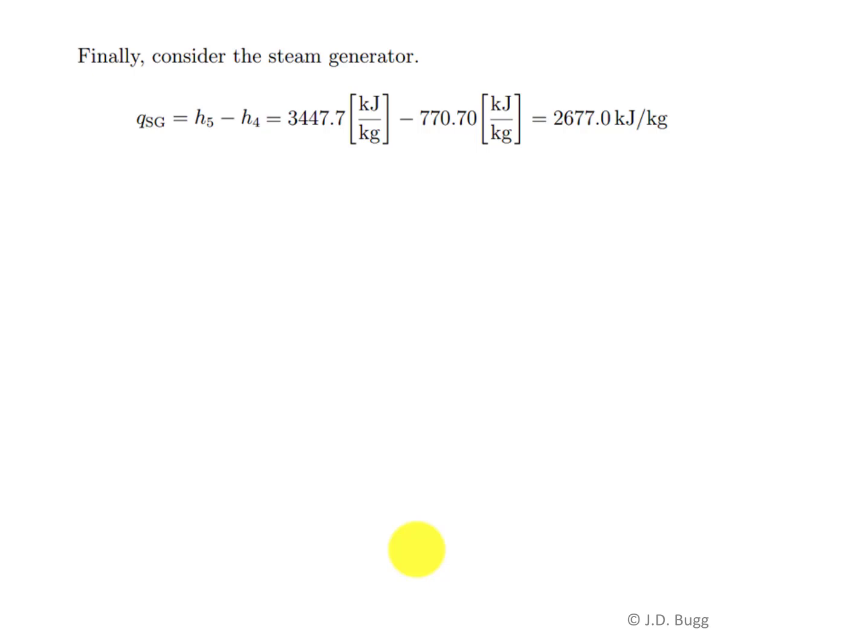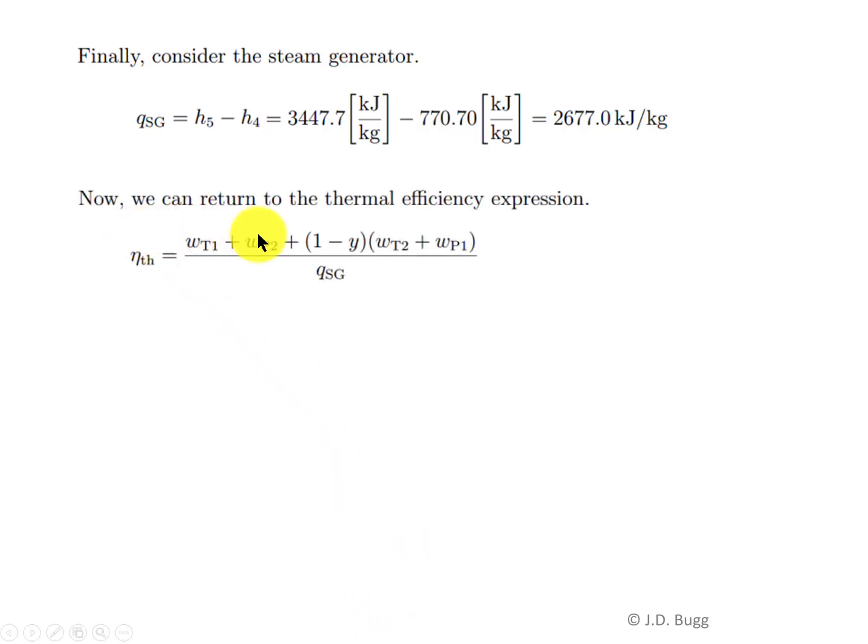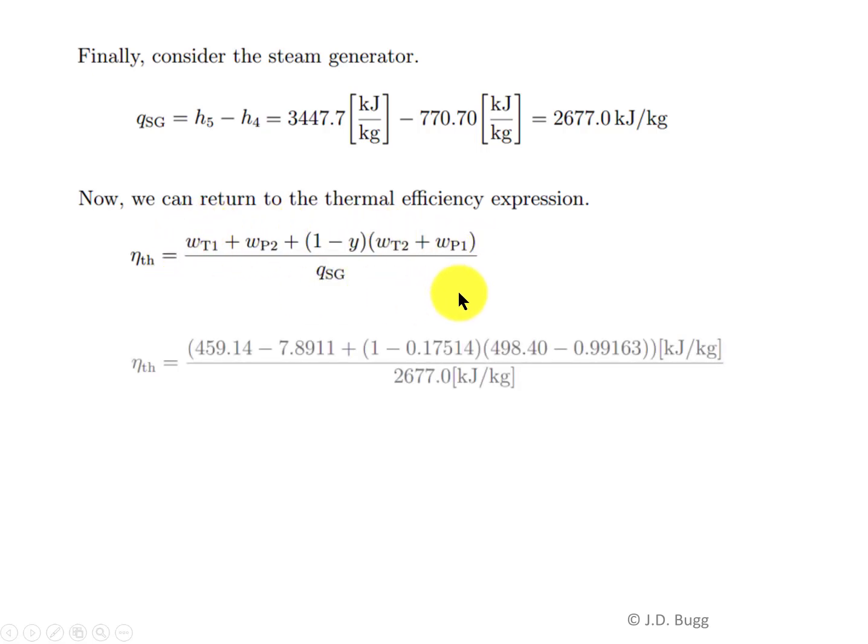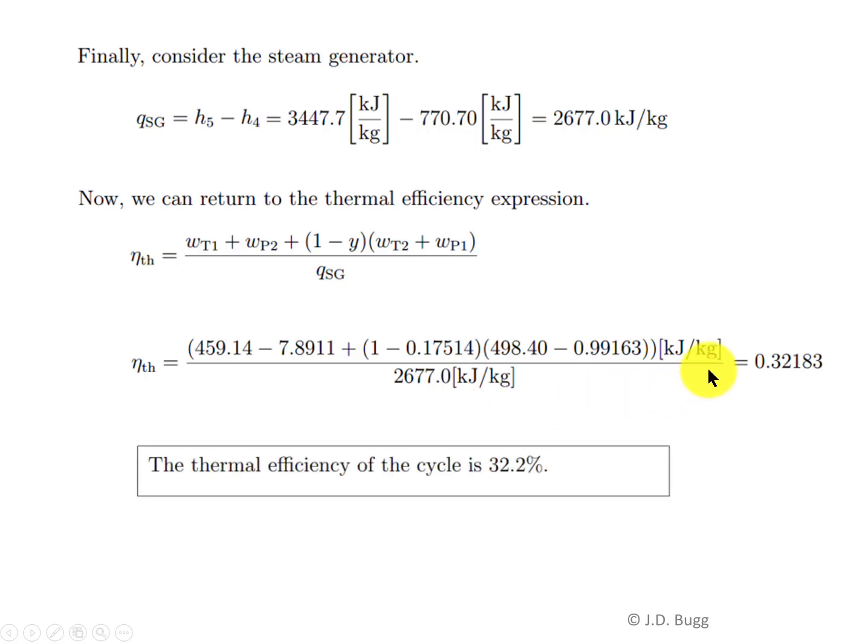So now we've calculated all of the work and heat transfers and the extraction fraction that we need to get the thermal efficiency. So we go back to our thermal efficiency expression, which we've repeated here, and we have all of these numbers available now. So we put all of those in. All of the work transfers in the numerator here are in kilojoules per kilogram as we calculated them, and as well the steam generator heat addition is in kilojoules per kilogram. So that will cancel out and we'll get a dimensionless number for the efficiency, which is 0.32183. And so our final conclusion, the thermal efficiency of the cycle is 32.1%.